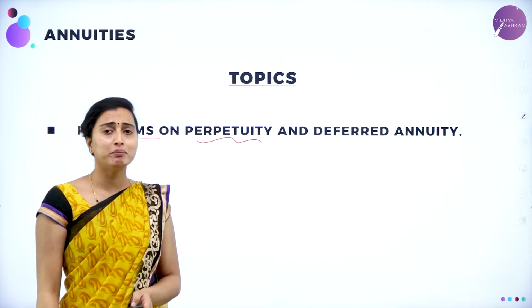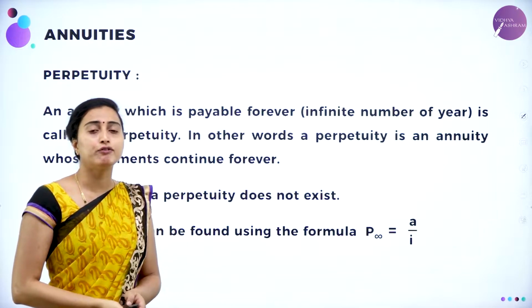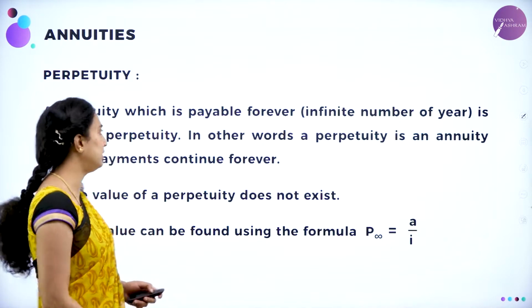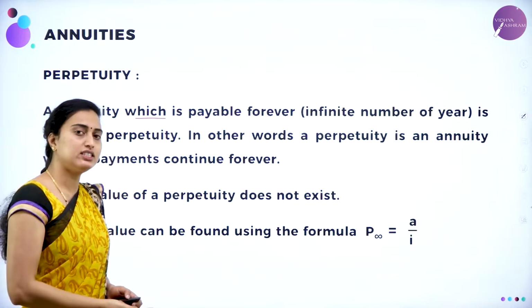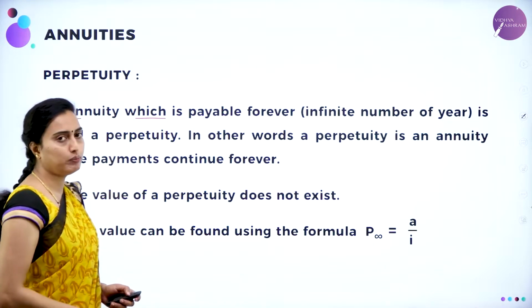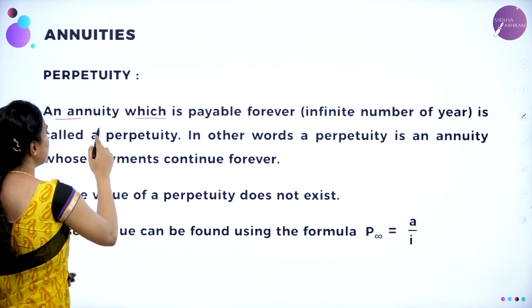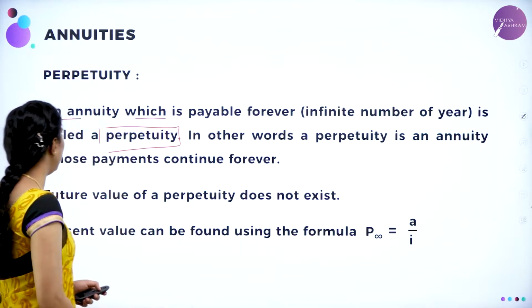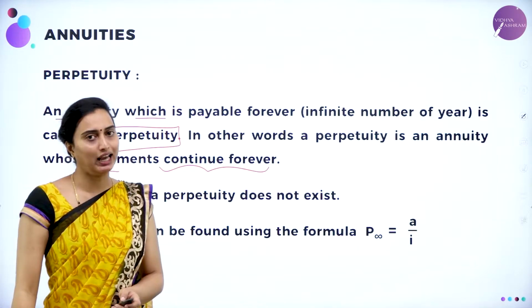Ma'am, what do you mean by this perpetuity? That means the amount you are going to pay for the infinite number of times you are going to call it is a perpetuity. So here, it is an annuity which is payable forever, that is a lifetime. So that is going to be known as your infinite number of years. So it is called a perpetuity. In other words, perpetuity is an annuity whose payments continue forever. That means for the lifetime.